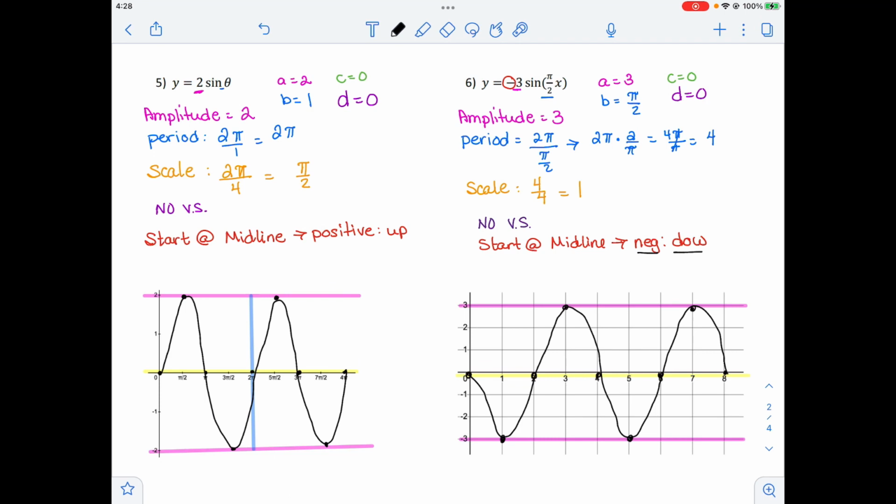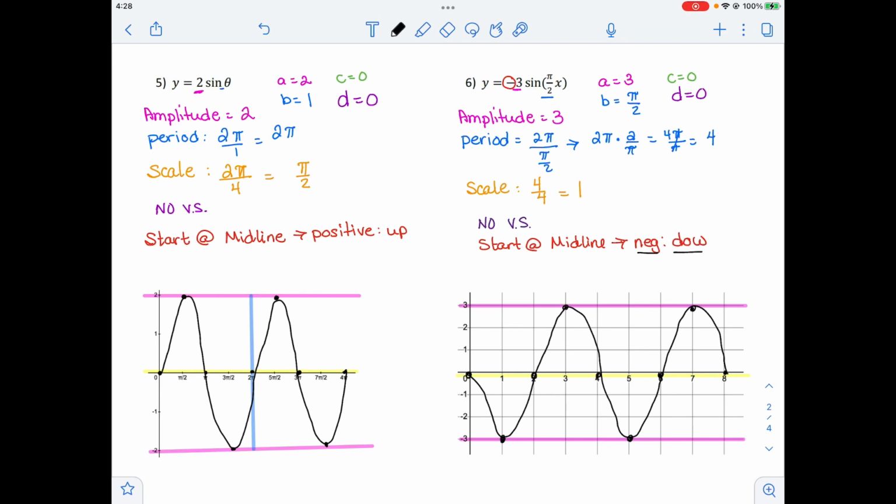All right, if we look at 5 and 6, we can see our different pieces. Now, I added a little extra to help you. So when we're looking, these are both sines. So we have no vertical shift, and that vertical shift is what tells us where the midline is going to be. When there's no vertical shift, we know it starts at the x-axis. Neither one of these have vertical shift. They both start at the midline.